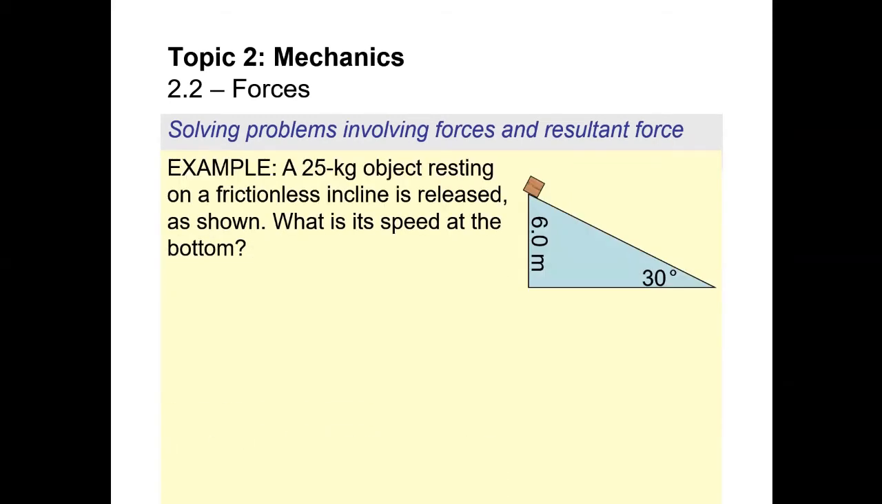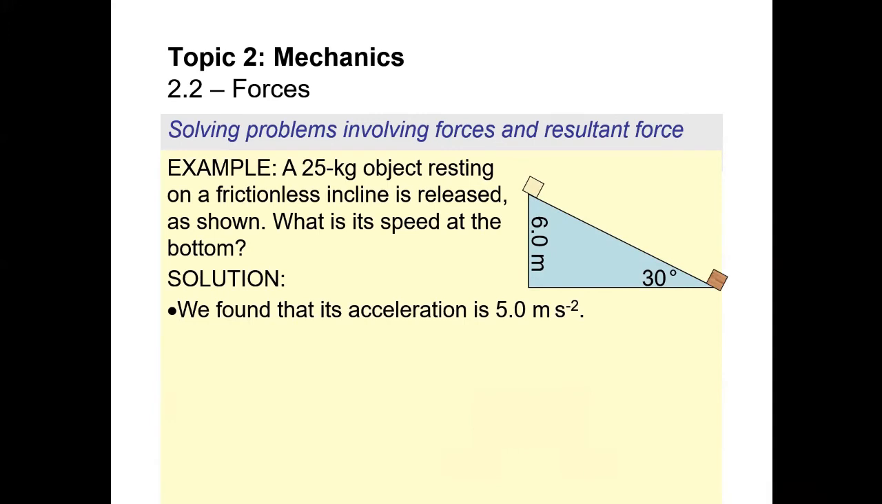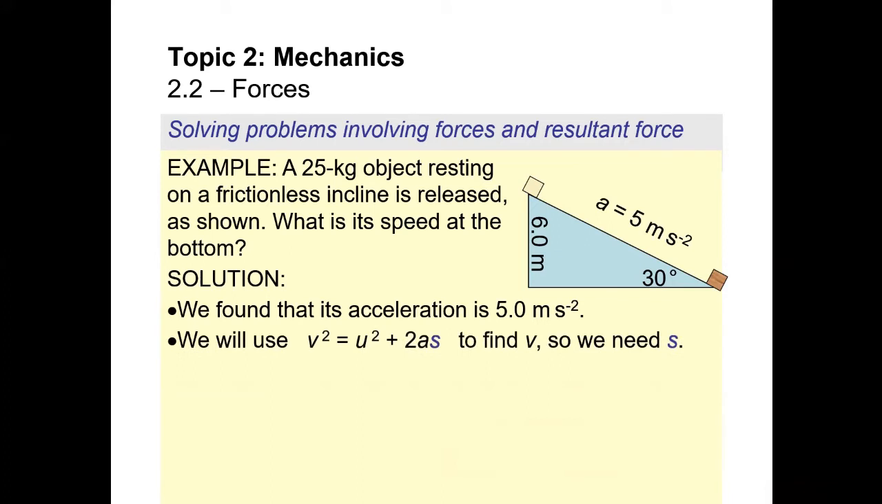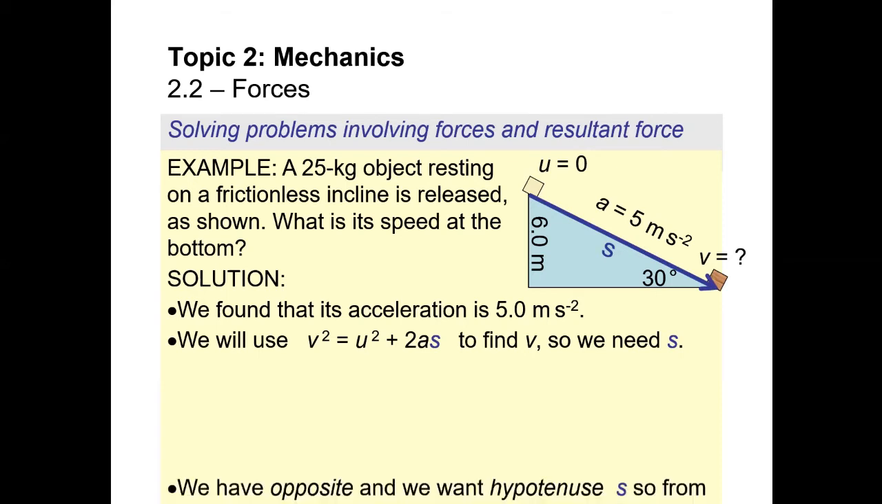What is its speed at the bottom? Now we need to find the speed. We found that its acceleration is 5 meters per second squared. We are going to use the timeless formula to find the final velocity. So we need to find the displacement. Initial velocity is 0. We are looking for the final velocity, and we need to find the displacement s.